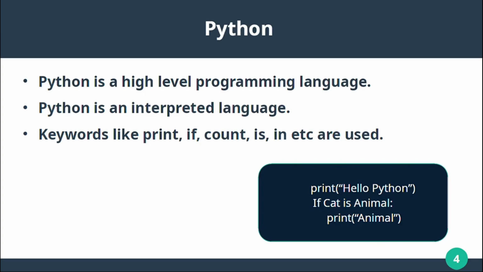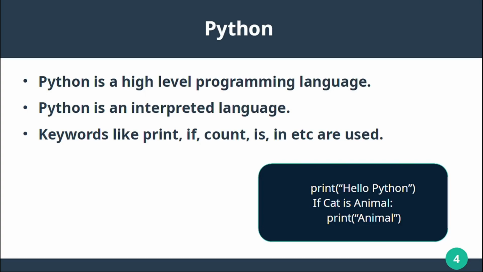Say, for example, consider an example here that is print hello Python. If cat is animal, print animal. So if you see this simple program, there are multiple words that look like English here. So that's the whole idea of Python programming language. Python uses terminology that just looks like the English dictionary. Forget about the syntax here, we will discuss that later.